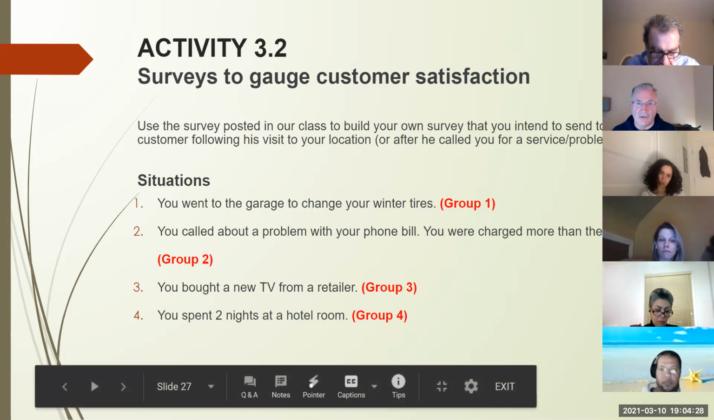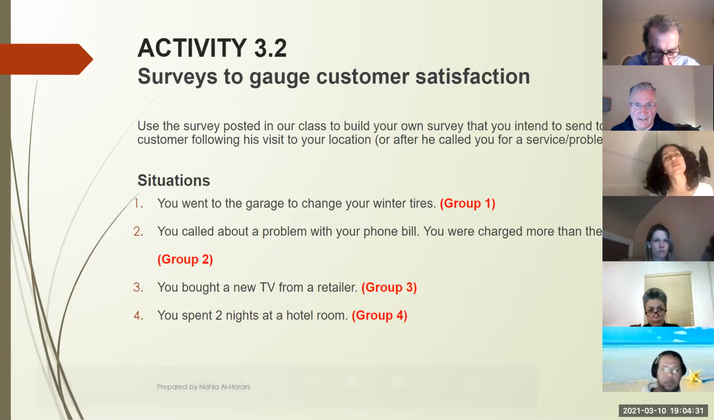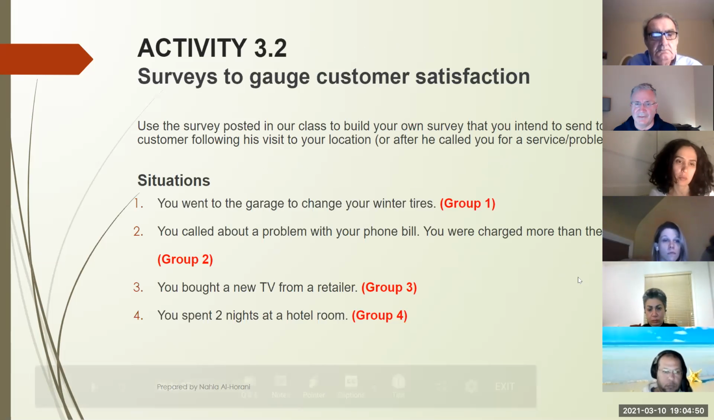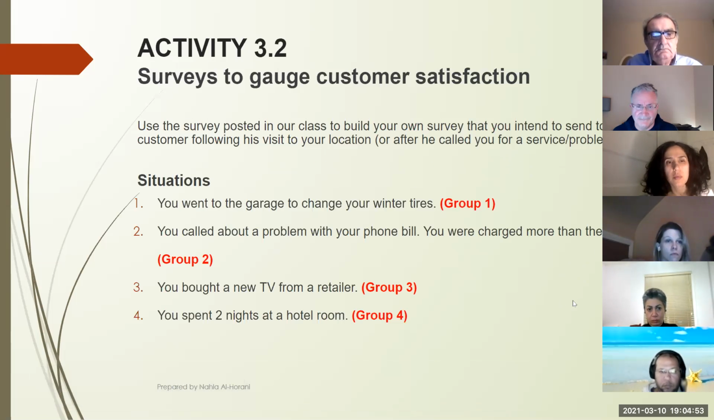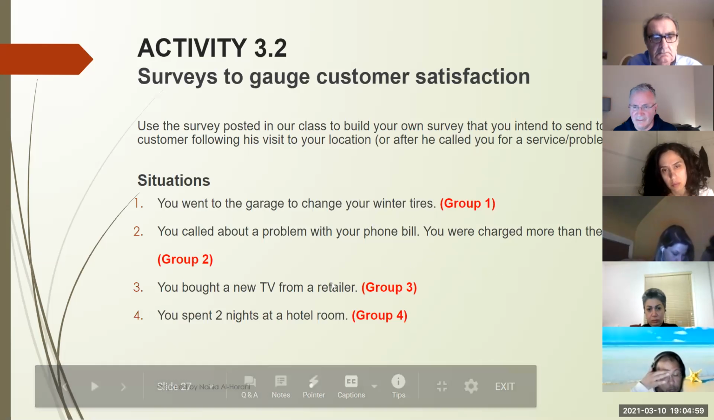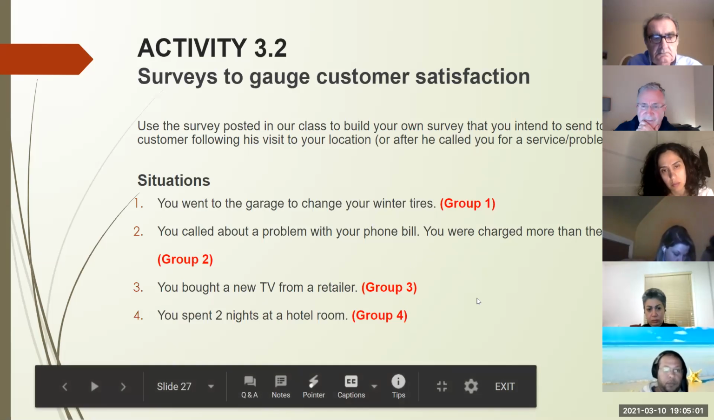Okay, so this is what I want to lead to, the next exercise, which is surveys to gauge customer satisfaction. Here, use a survey posted in our class to build your own survey that you intend to send to your customer following his visit to your store or after he or she called for a service problem. So I think we only have 4 groups here. Situations: you went to a garage to change your tires, you called about a problem with a phone bill, you bought a new TV from a retailer, and you spent 2 nights at a hotel room.